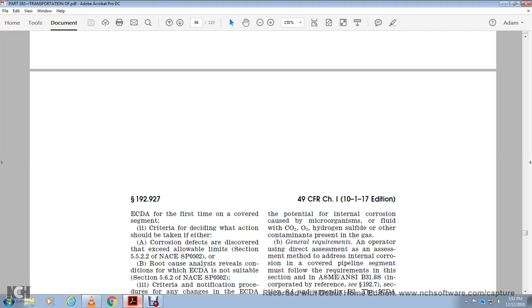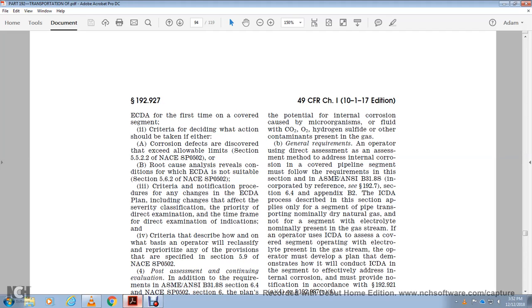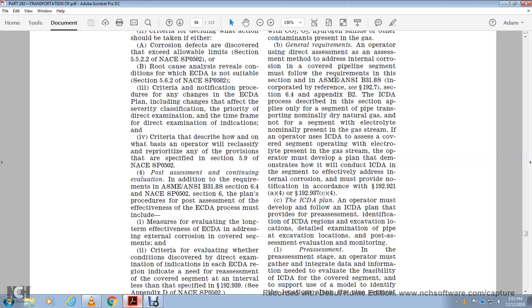Section 5.6.2 of NACE SP0502: criteria and notification procedures for any changes that the ECDA plan must include, with the changes' effect on the severity classification, priority of direct examination, time frame for direct examination, and indication. The criteria must describe how the basis for the operator will reclassify and reprioritize any of the provisions specified in section 5.9 of NACE SP0502.